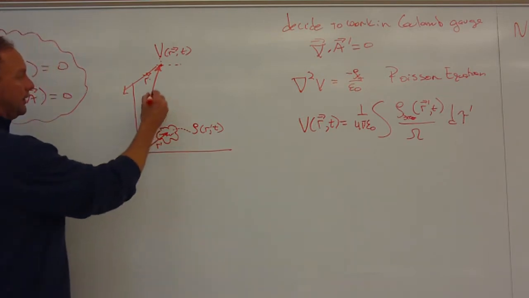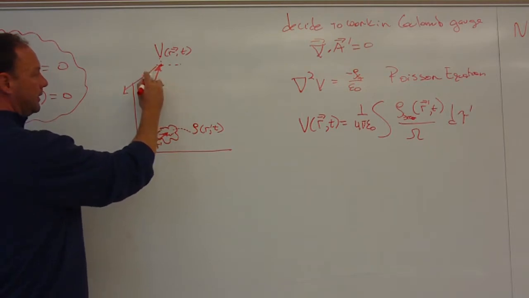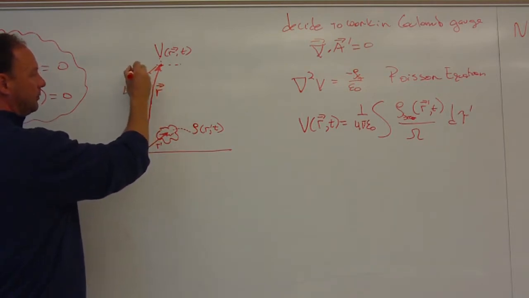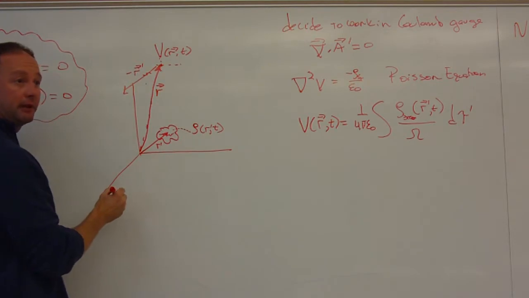So here's r. And then this is minus r prime. And then the resultant vector goes from where?